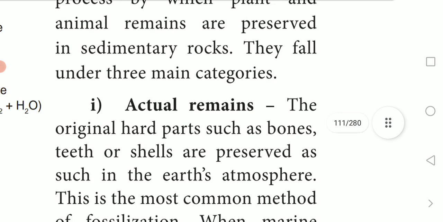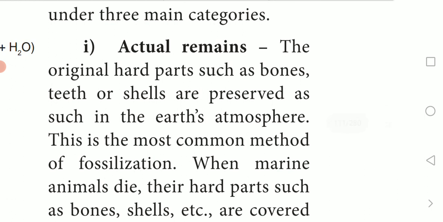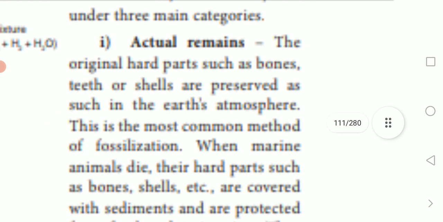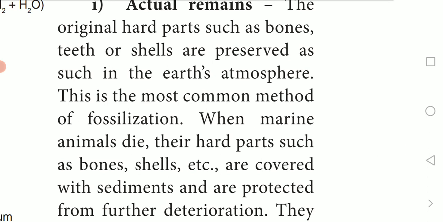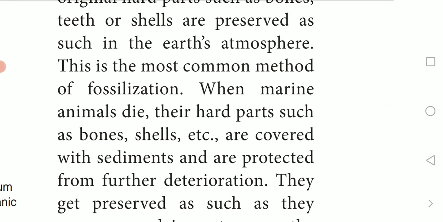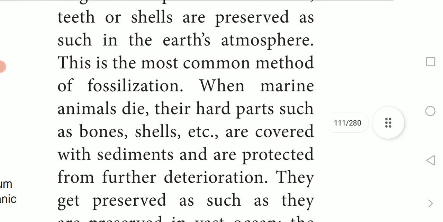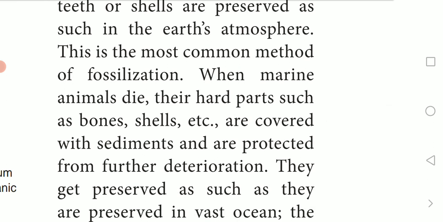Fossilization falls under three main categories. What are those? We'll see one by one. First, actual remains. Here, the original hard parts such as bones, teeth, or shells are preserved in the Earth. The hard parts present in our body, the bones, teeth and shells, are all preserved. This is the most common method of fossilization.